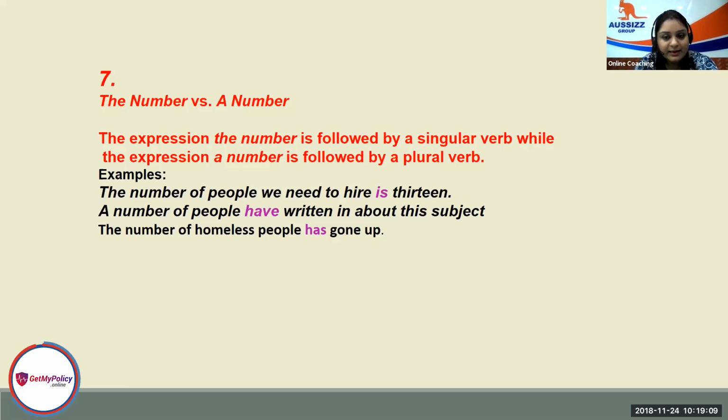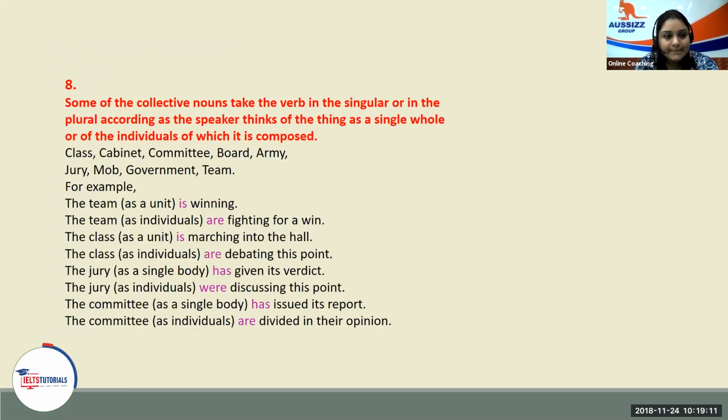Done. Next rule. And the last rule. It's very important again. Some of the collective nouns take the verb in the singular or in the plural according as the speaker thinks of the thing as a single whole or the individuals of which it is composed. Very complex rule. I'll make it very simple in front of you.